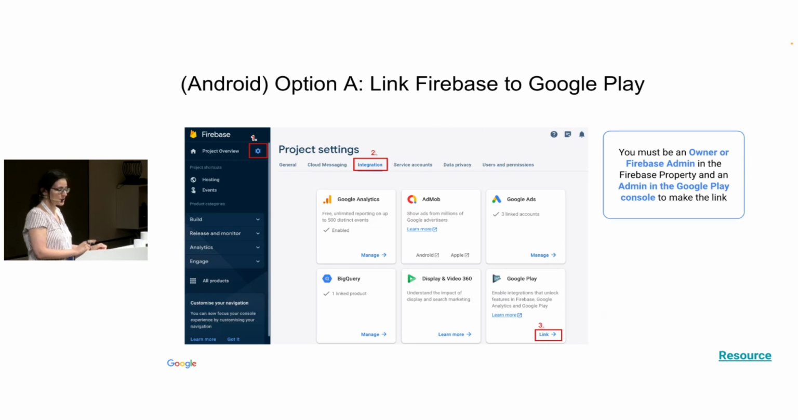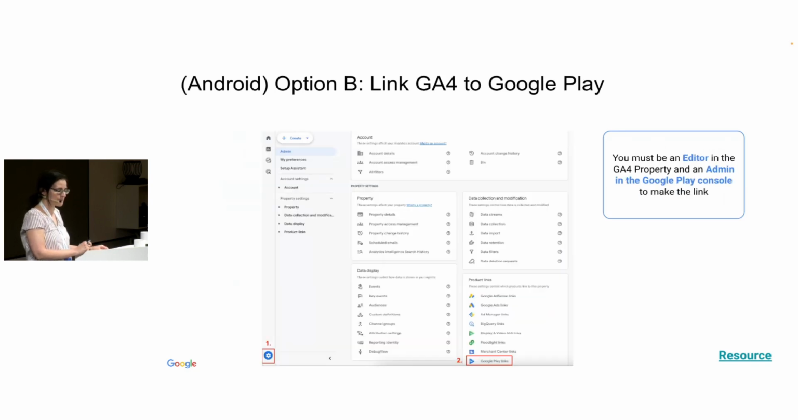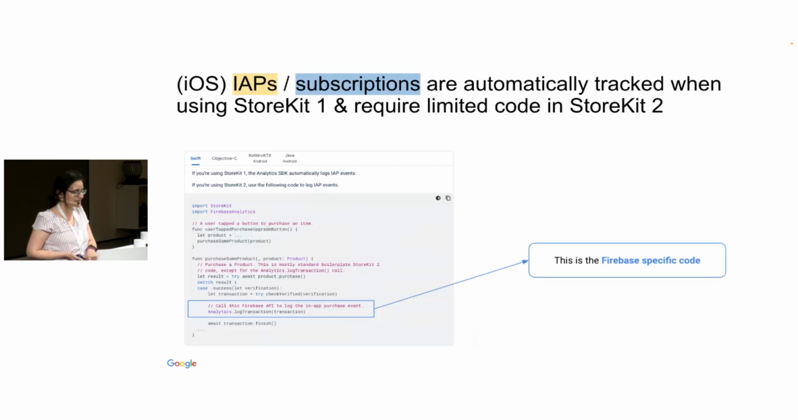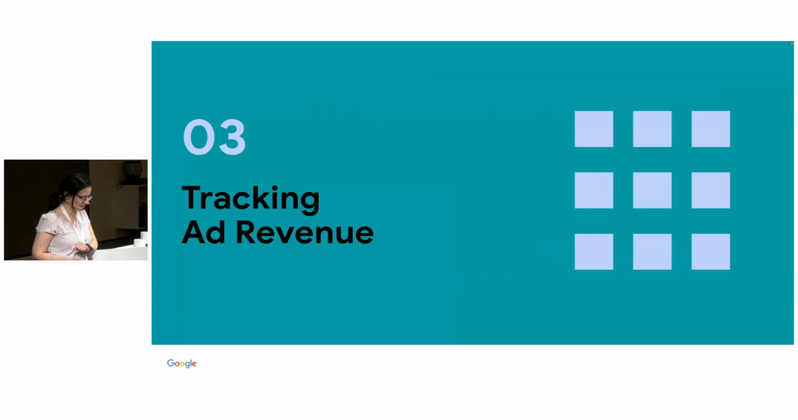So as I mentioned, the in-app purchases and subscriptions are automatically tracked, but you do still need to do some things. On Android, you need to link Google Play, and the option A is to link it to Firebase. Option B is to link Google Play with GA4. On iOS, also, IAPs and subscriptions can be tracked automatically if you're using StoreKit 1. If you're using StoreKit 2, it might require limited code. I forgot to mention there will be some code on some slides, but don't worry, it's not too much of the code.